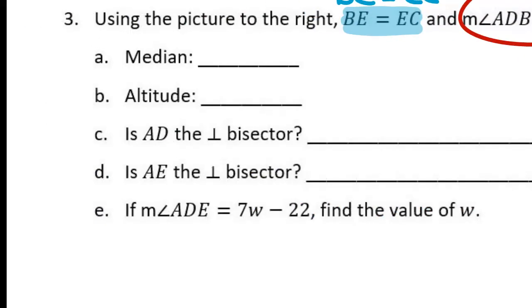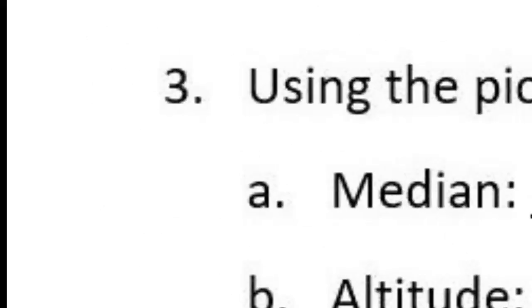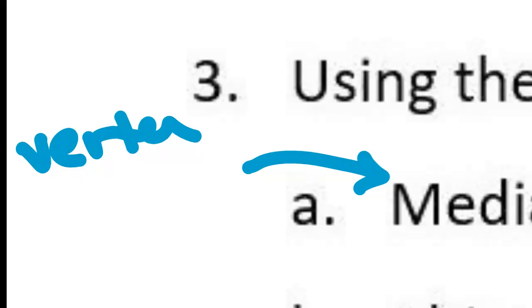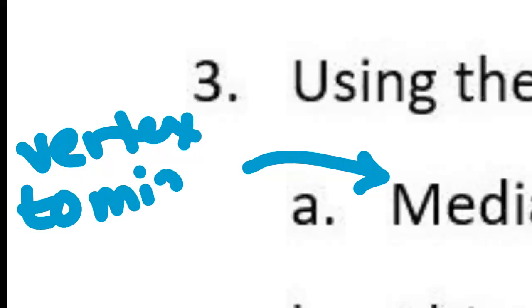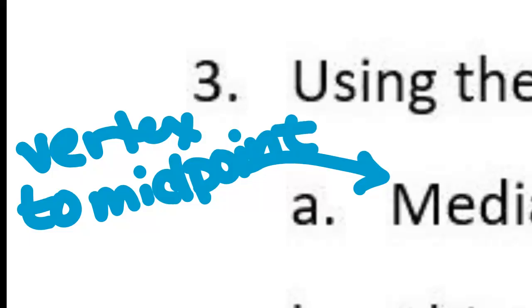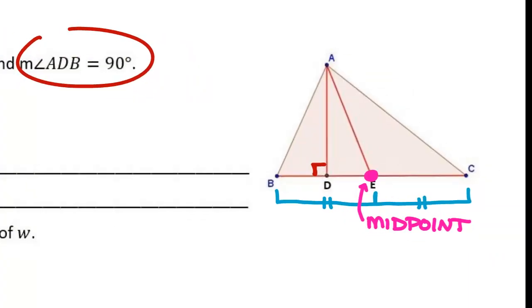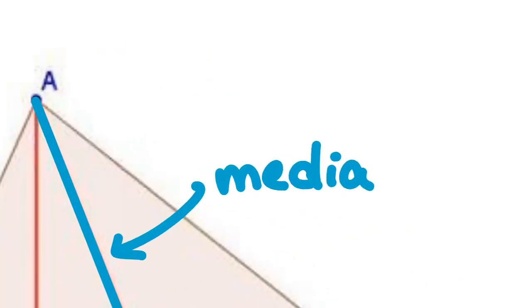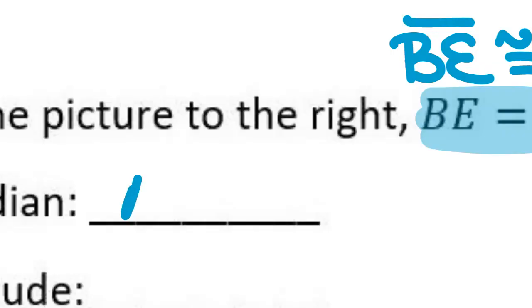We just wrote down, just a little bit above on the same page, what a median does. Median goes from where to where? Yes, vertex to the midpoint. Which segment in the picture goes from the vertex to the midpoint? AE. AE would be my median. So we're going to write that down on the line. AE.